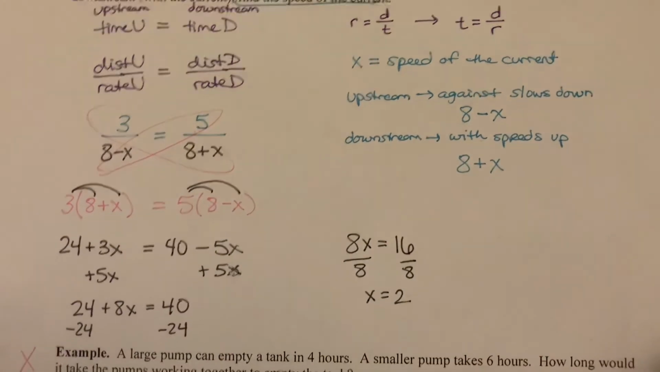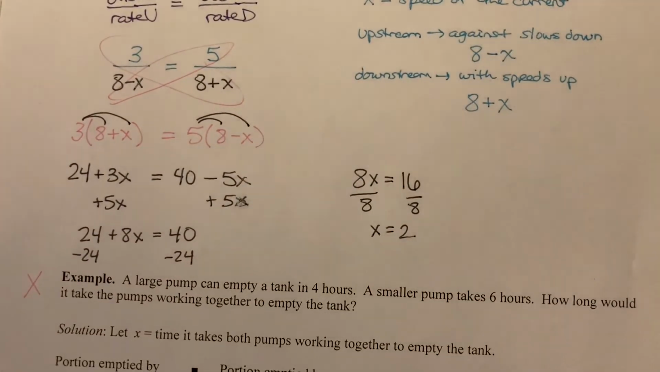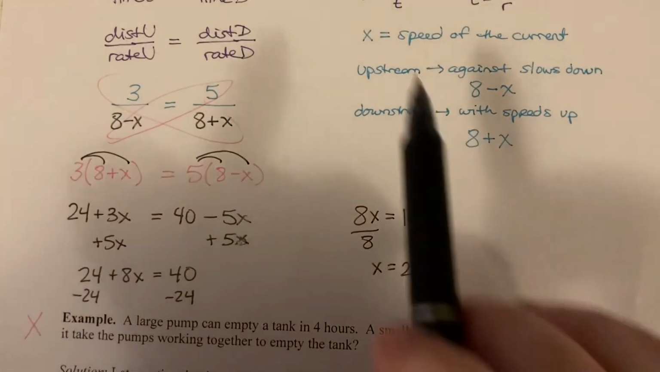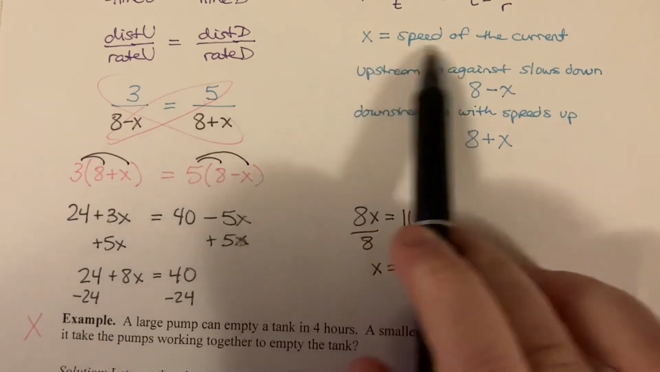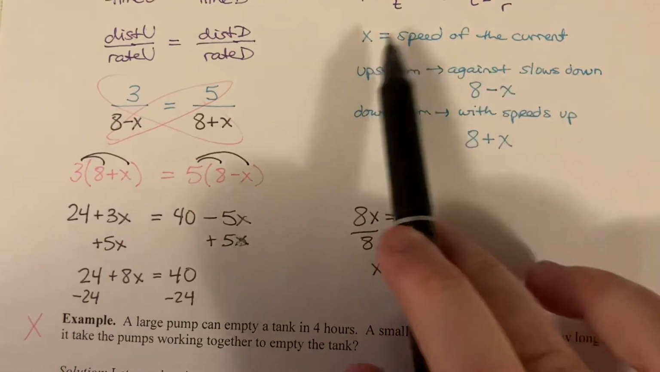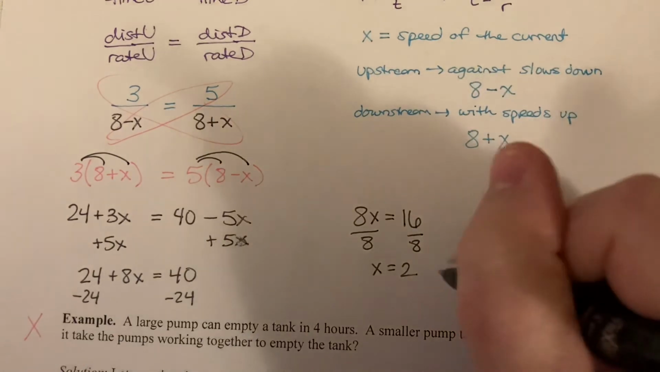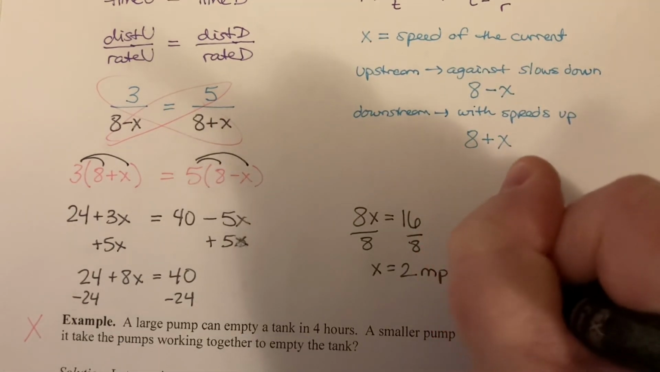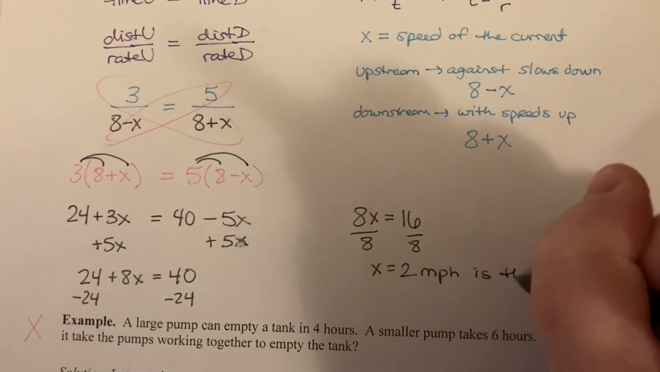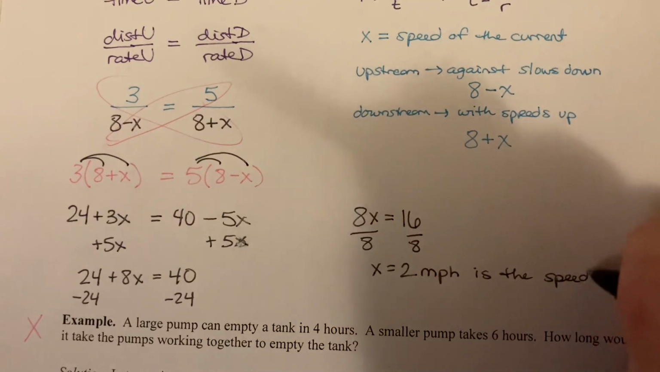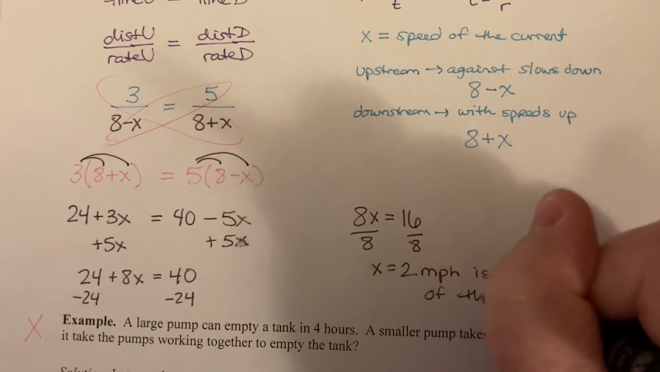Which makes sense because the boat should be faster than the current. And that's a good reminder: make sure you write down what your variable is. x is the speed of the current. So in this case, our current is 2 miles per hour.